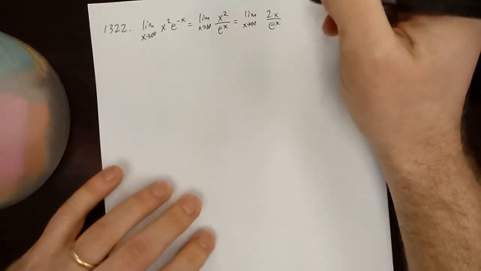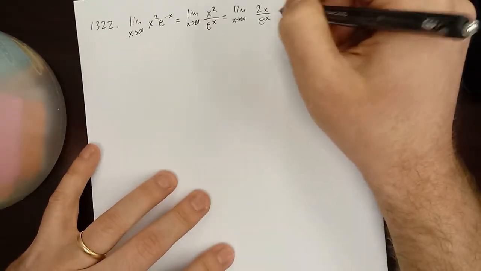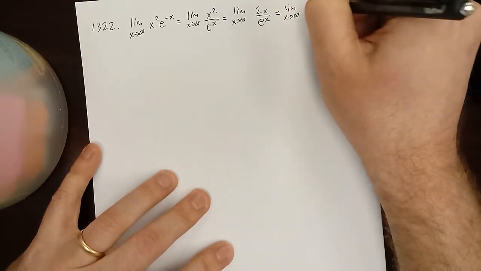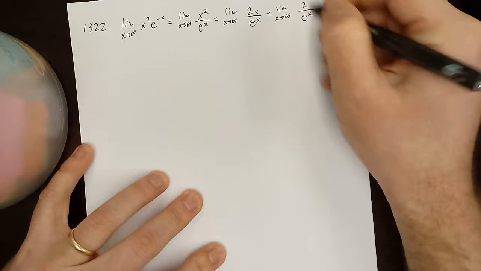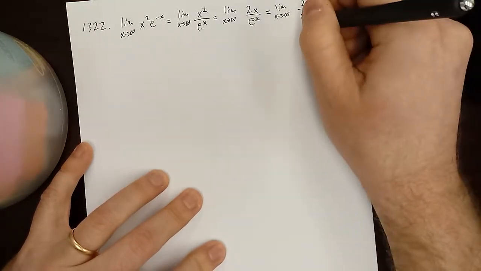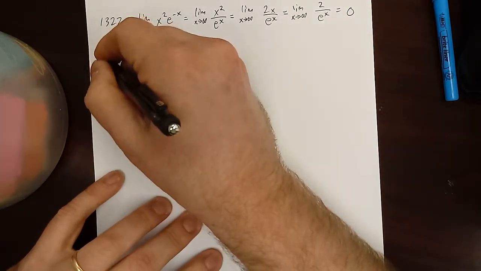Hey, it's still infinity over infinity. Do L'Hopital's again. All right, so we'll do L'Hopital's again. Get 2 over e to the x. Now it's 2 over infinity, so it's 0.